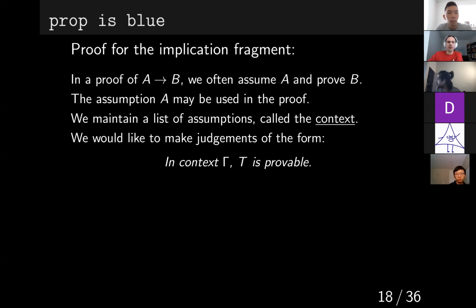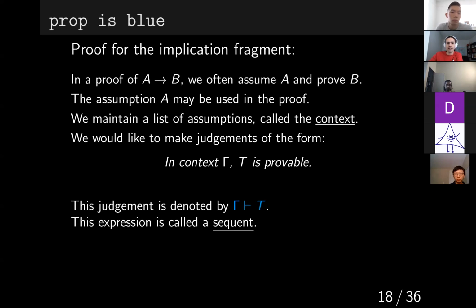And what we'd like to do is make statements of the form: in context gamma, t is provable, where t is some logical formula defined by the grammar. We've defined what all possible logical formulas are. This is going to be called a provability judgment. And we're going to denote this provability judgment using something called a sequent. This is the V dash symbol, also called a turnstile. So gamma turnstile t is an expression which is read as in context gamma, t is provable.